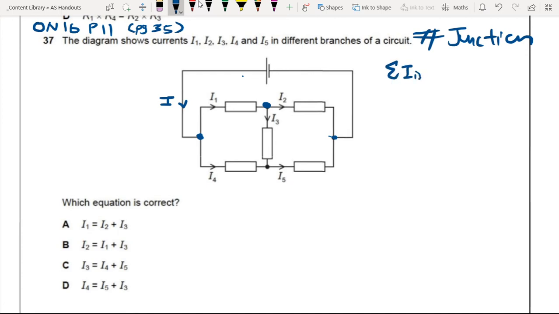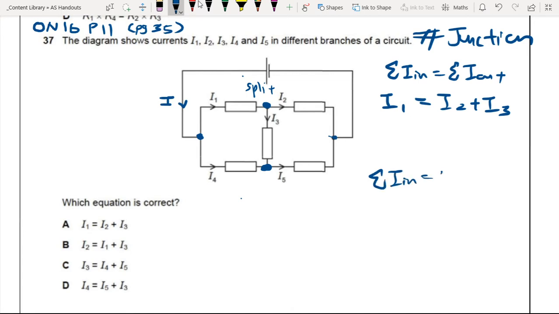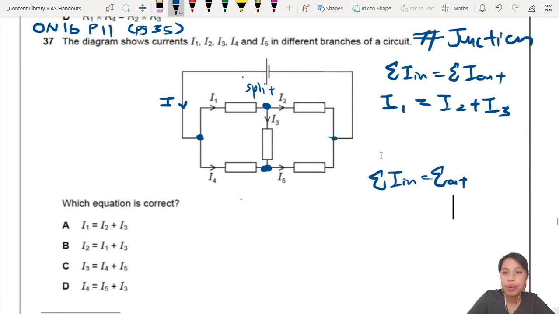So the sum of current in equals the sum of current out. What's coming in? You have I1. Anything else coming in? No more. Then what is going out? I2 and I3. That means I1 splits into I2 and I3. That's literally what this equation says. So from there you can go through and look at the answers to see which one matches. But let's look at this other junction down here as well. If you do the same thing, sum of current in equals sum of current out, what do we have here? Then I appears again.